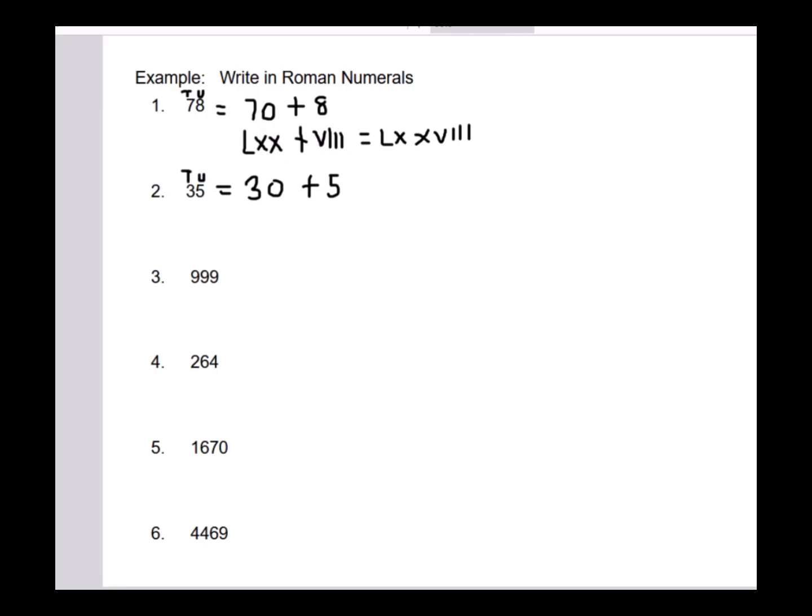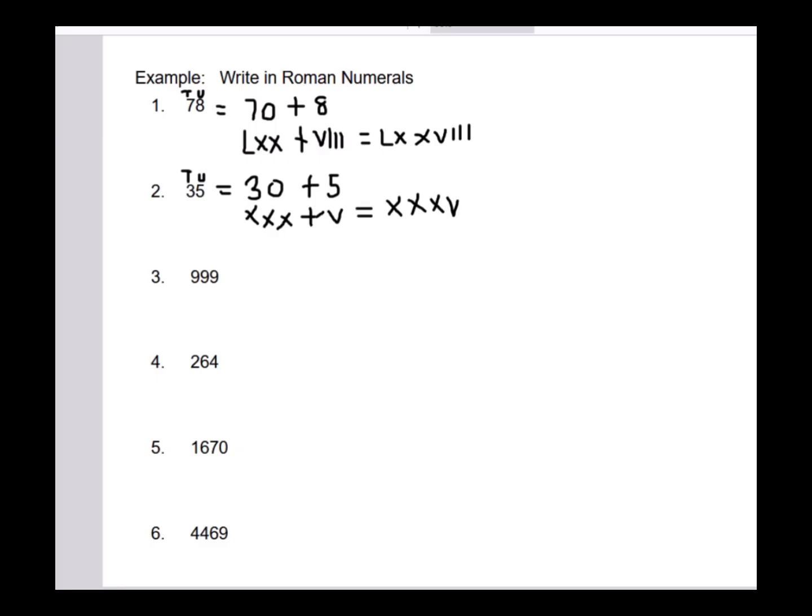I believe you remember what 30 is from the table. So 30 will give us XXX, then plus 5, which is V. So we join them together. That will be XXXV. Can you see that? Good. So let's go to the next example.